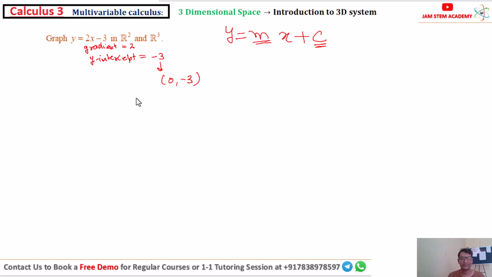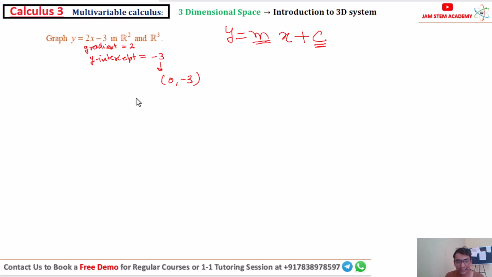So you are already familiar with this, so I'll just directly draw the graph for y equals 2x minus 3 in the plane, and I'll generalize that to 3D, because again here that line is okay, but there is no restriction on the z value. So what will you get?